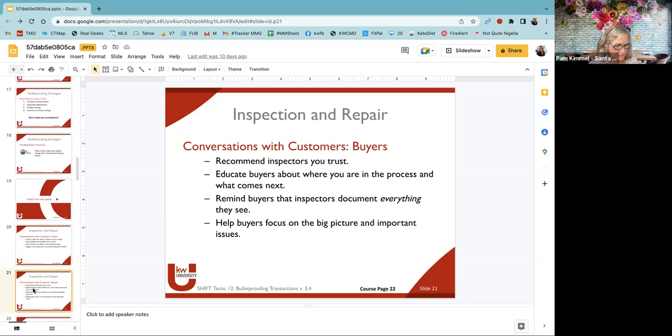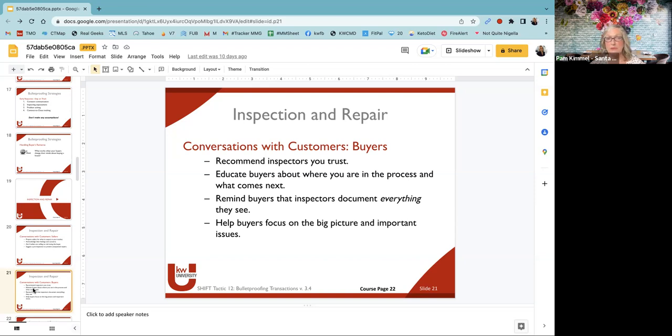So then, recommend inspectors that you trust. I think that we all have inspectors and parties to the transactions that we trust, that we can always recommend to our buyers as well as our sellers. Educate buyers about where you are in the process and what's going to be coming up next.